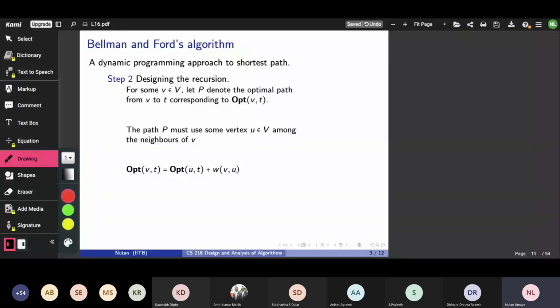Okay, so suppose I know the actual opt path, then I can obviously write the overall optimum for the V comma T instance as broken down into these two parts. One is the weight of the edge Vu and the second is the opt for U comma T. That makes sense. Where Vu is the first edge going out of V along this optimal path P. But the issue here is that unfortunately we don't know which among these U's among the neighbors of V will eventually lead to an optimal path. This is something we don't know.